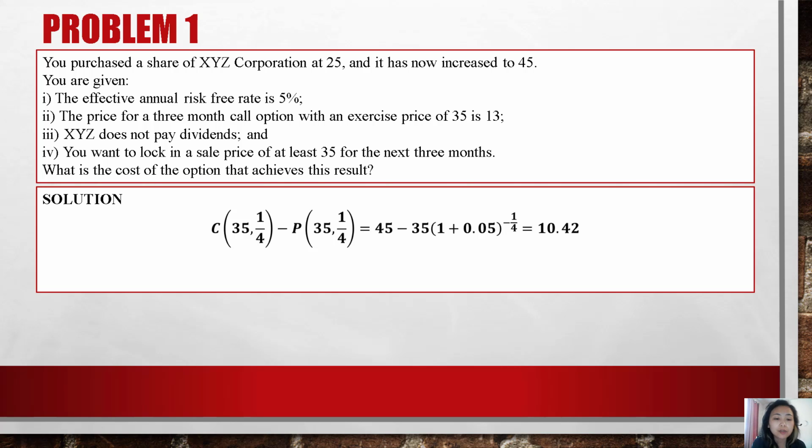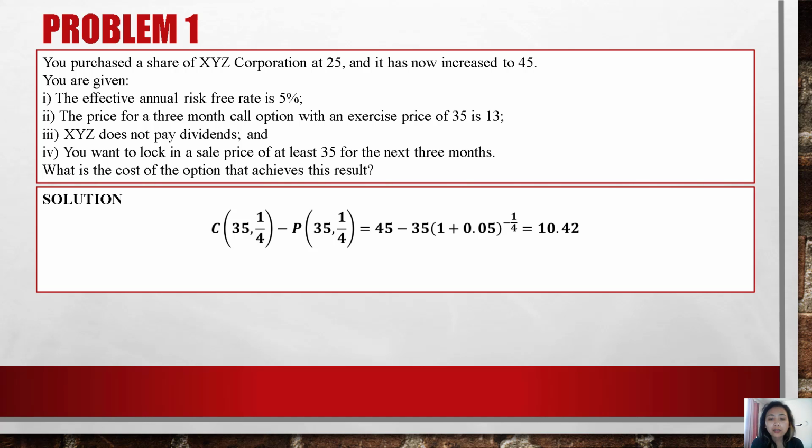Here C(35, 1/4) is the price of a call option with exercise price of 35 and duration 1/4. P(35, 1/4) is the price of a put option with the same strike and duration. Using put-call parity, it should be equal to the current stock price 45, subtract the present value of the dividend, subtract the present value of the strike.